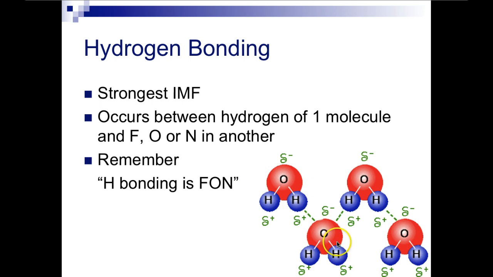So let's look here. Water, perfect example. Water has hydrogen bonds. The O here is partially negative. The H's here are partially positive. We've seen this numerous times throughout this unit. This H is going to be attracted to this O, and here we have our hydrogen bond.